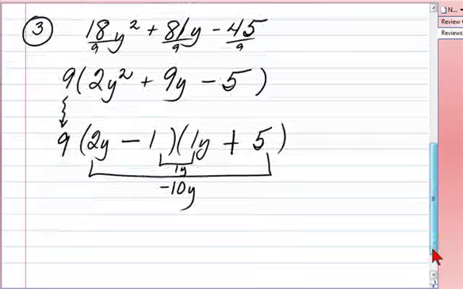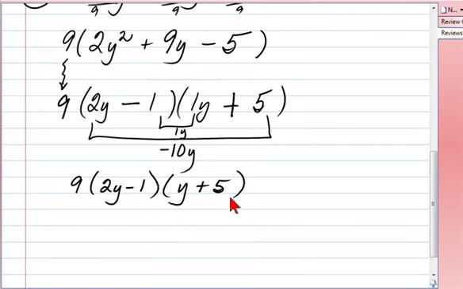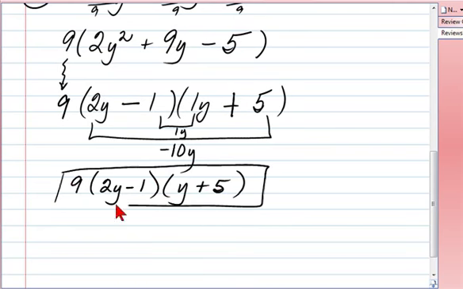When you write that answer on an answer sheet, you should have 9, parentheses, 2y minus 1, parentheses, y plus 5. If you leave off the 9, you don't have all the factors. Now, I will try to look back at your work, and that's a reason that your work should be numbered. And it really should be reasonably organized.